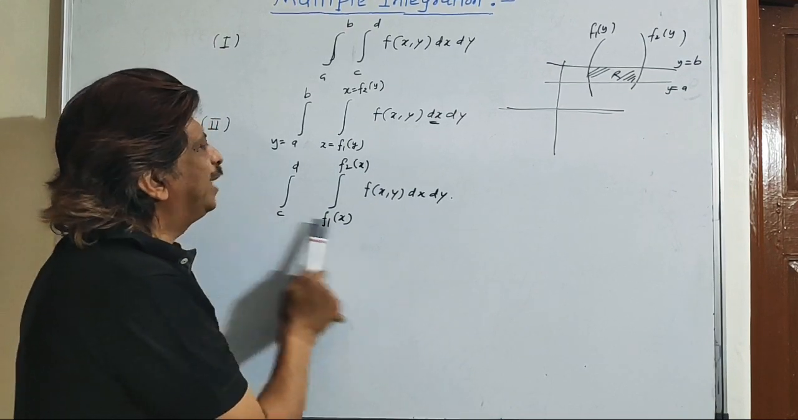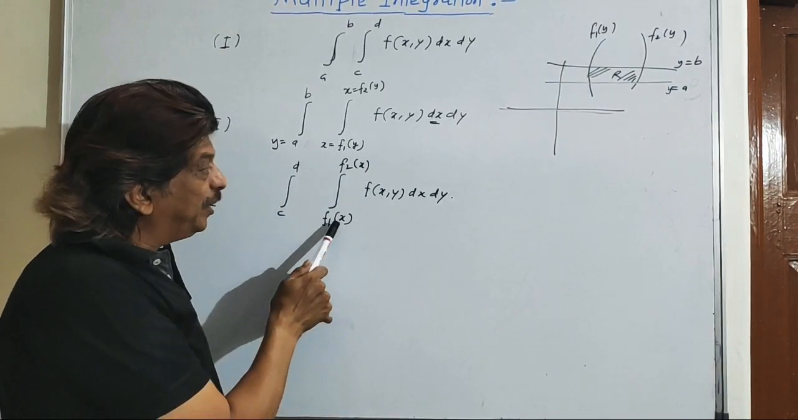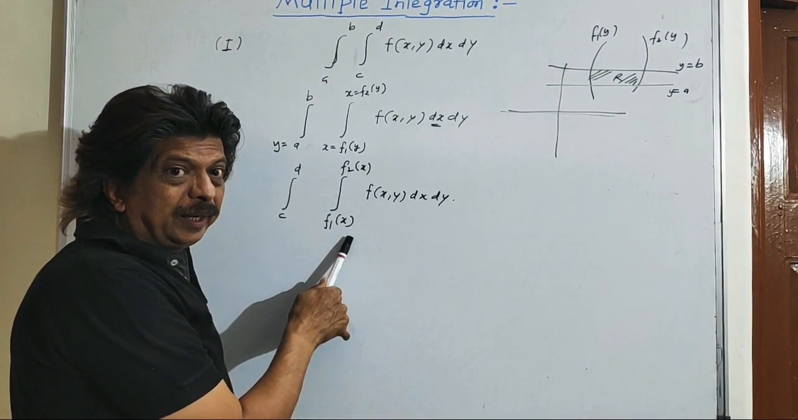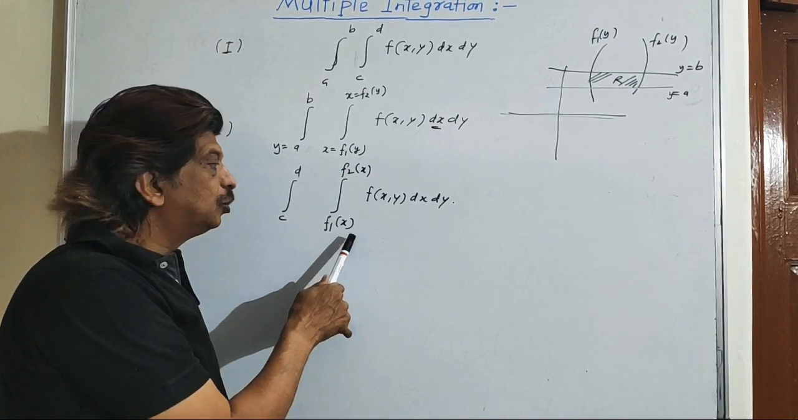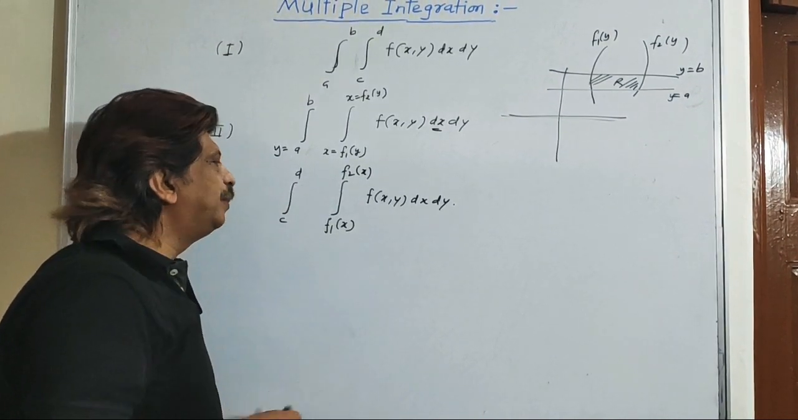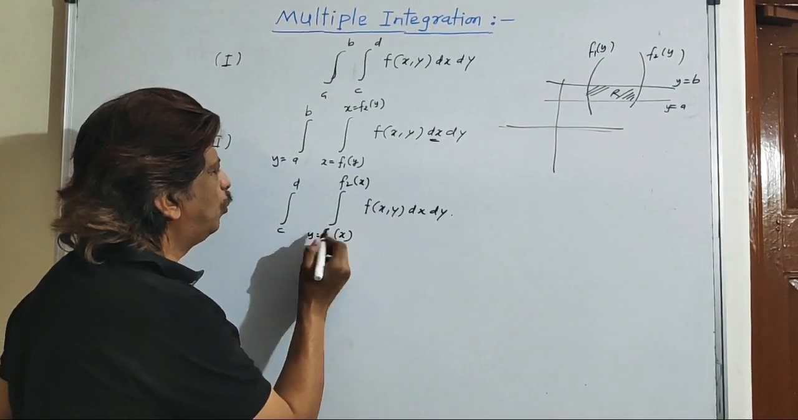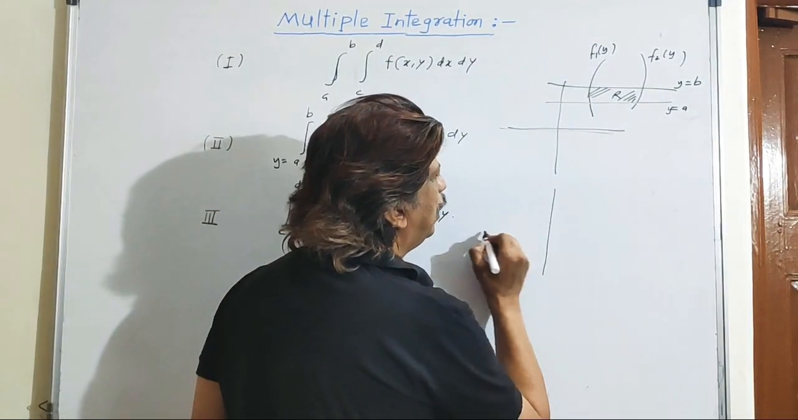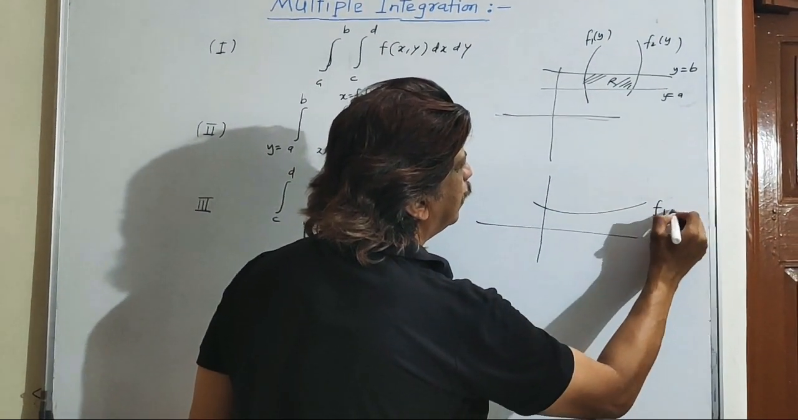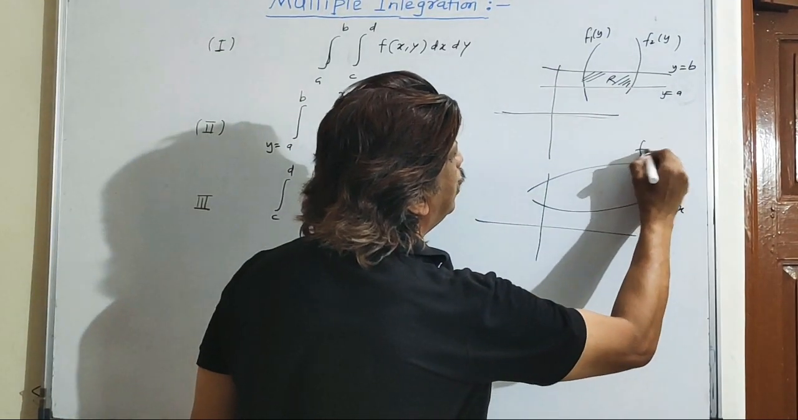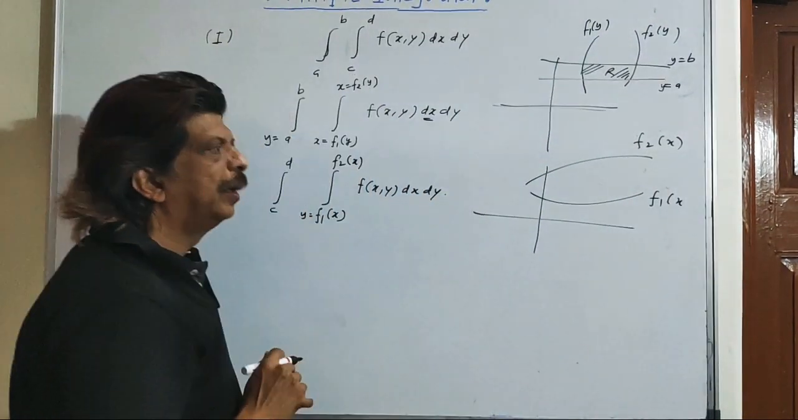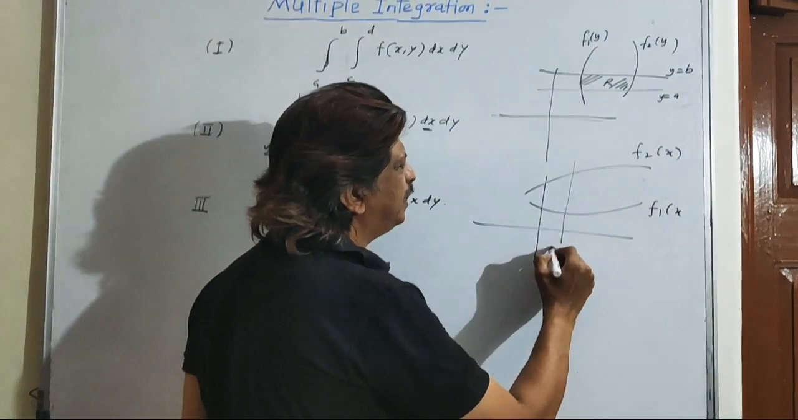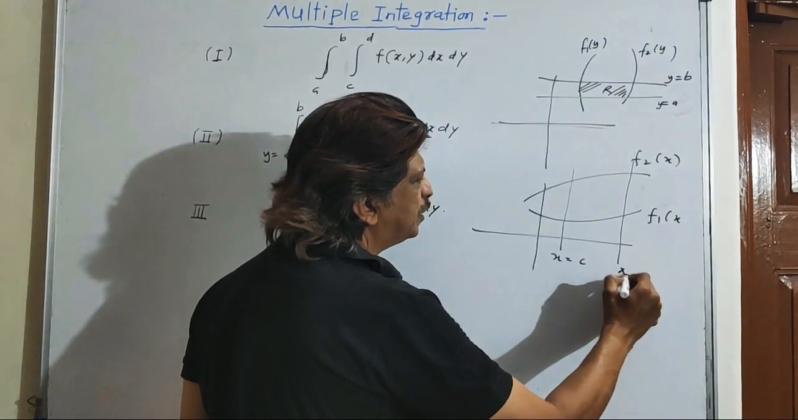As far as this integral is concerned, sorry, the limits are mentioned in terms of x. So as they are mentioned in terms of x, they are limits of y: y equal to f1 of x, the bottom curve, to y equal to f2 of x, the top curve, and x equal to c to x equal to d. This line is x equal to c and this line is x equal to d.